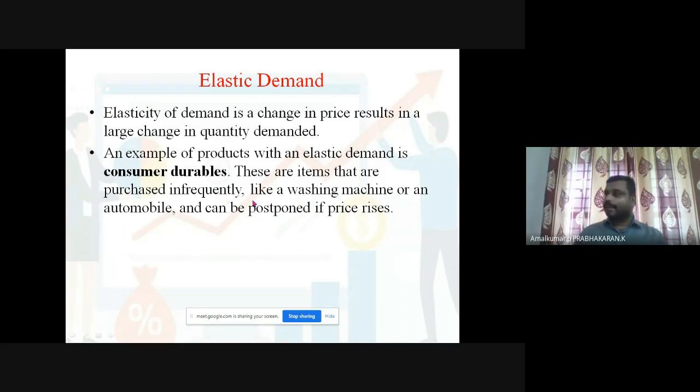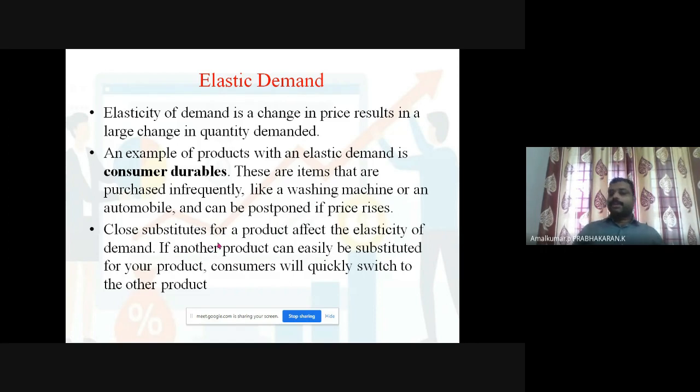These are items that are purchased infrequently, like a washing machine or an automobile, and can be postponed if the price rises. When the price rises, the consumer postpones the purchase of consumer durables, and when the price falls, the consumer makes the purchase. That is the reason for elastic demand for consumer durables. So in the case of consumer durables, a small increase in price results in a large decrease in the quantity demanded, and a small fall in price leads to a large increase in the quantity demanded.